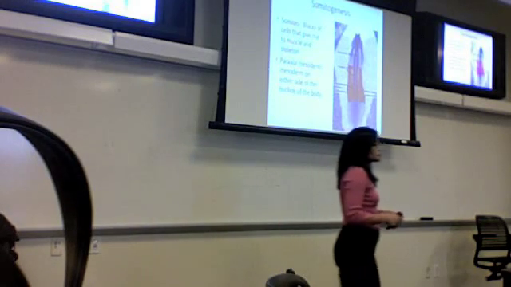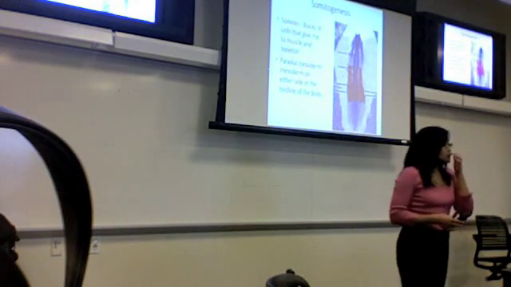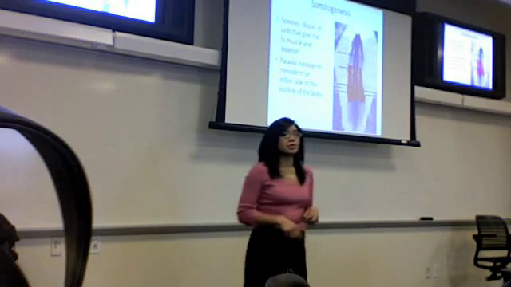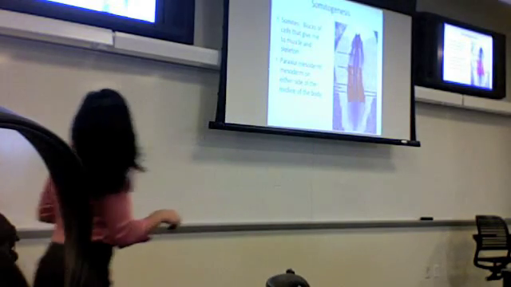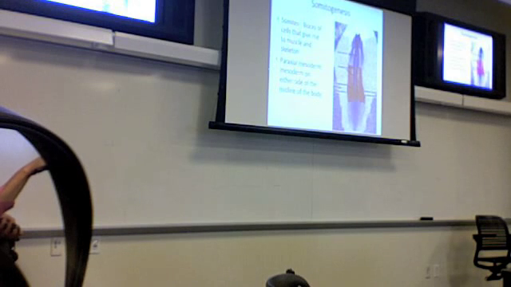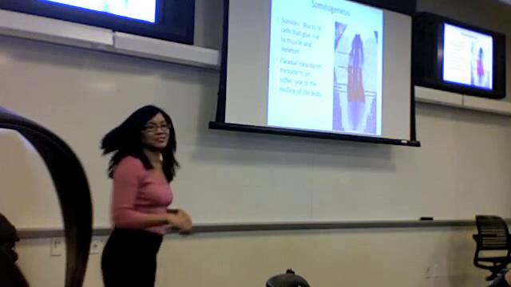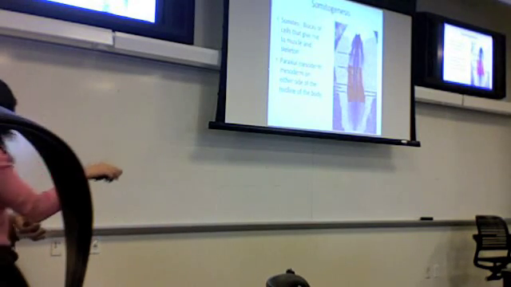Okay, so the development of somites is called somitogenesis. And this is a picture of an embryo. What kind of embryo do you think it is? Chick? Good, yes, this is a chick embryo. Okay, very good.